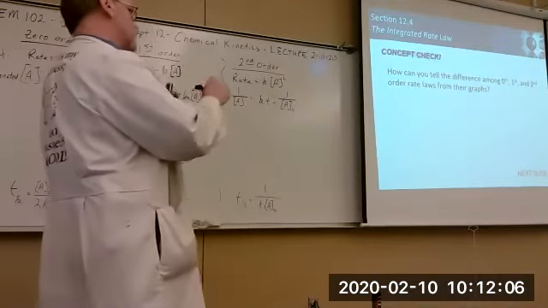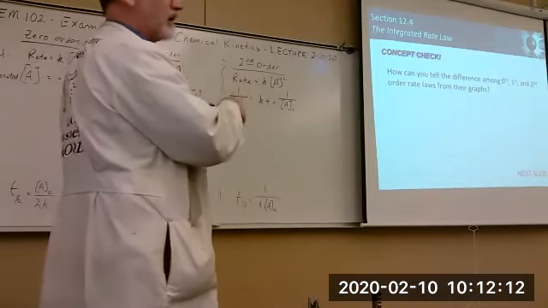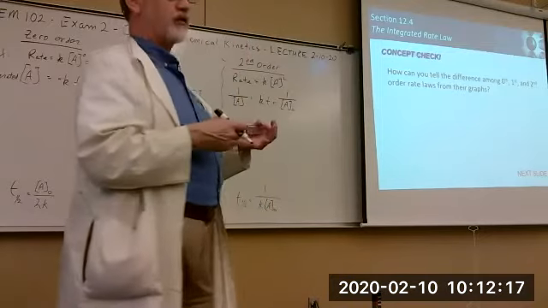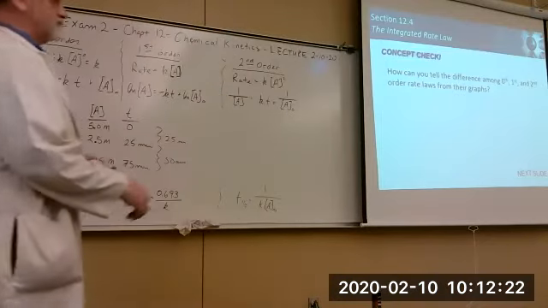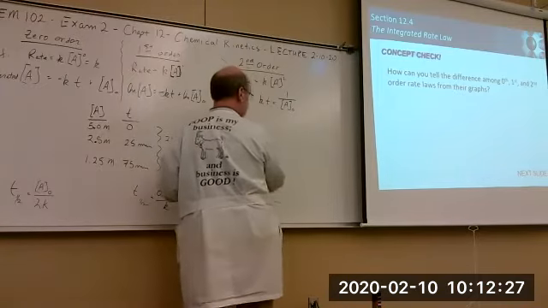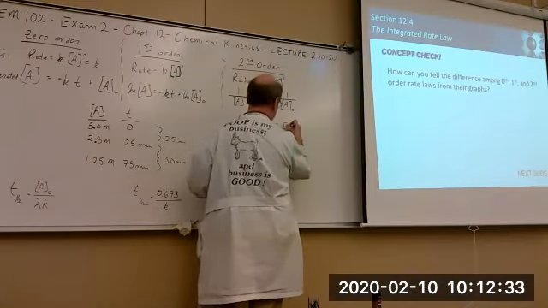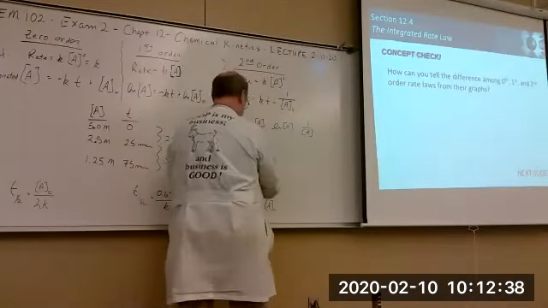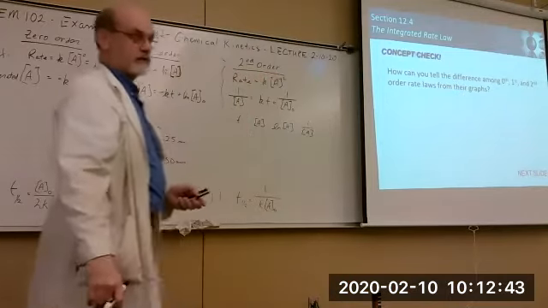So how can you tell the difference among zero order, first order, second order rate laws from their graphs? From their graphs. How do you tell from their graphs? Remember, you set up this one, and you do that one, and you do this one, and you graph this pair, and this pair, and this pair. And you look at the graph, see which one's a straight line.